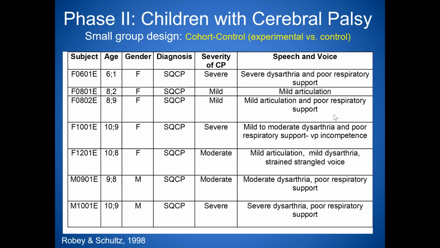All had some type of speech and/or voice disorder. They ranged in age from 6 to 10, a combination of females and males, all with spastic quadriplegic CP, and a range of severity from mild to very severe. Next slide.